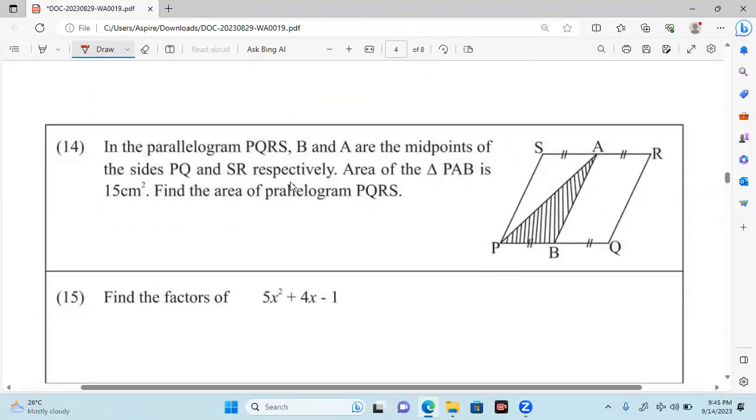14th one. Look at here. In the parallelogram PQRS, B and A are the midpoints of the sides PQ and SR respectively. Area of the triangle PAB is 15 square centimeters. Find the area of parallelogram PQRS. Okay, please tell me what answers you have got here. Fifty.